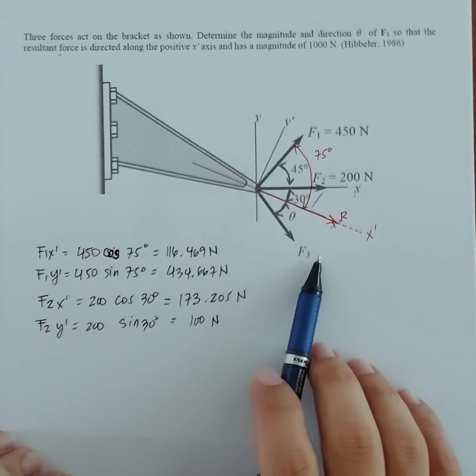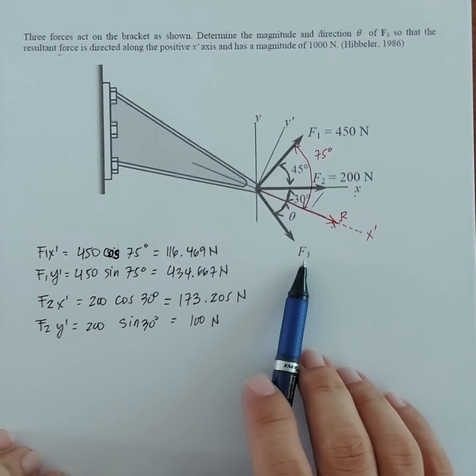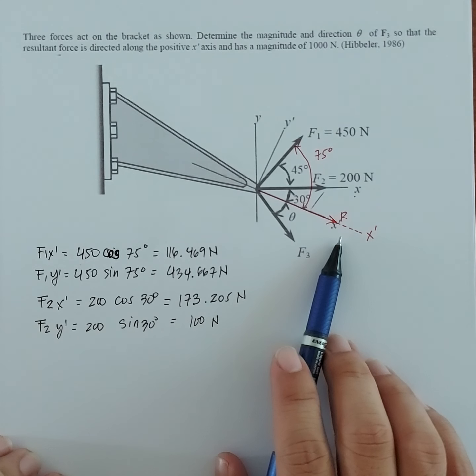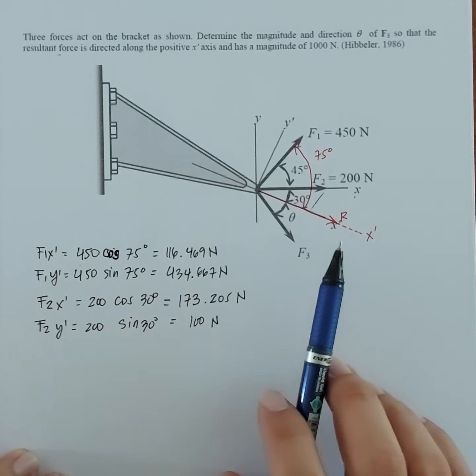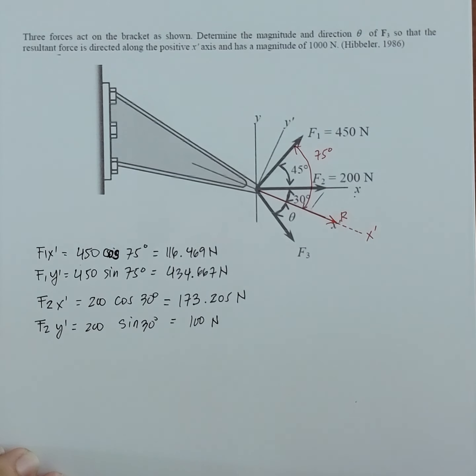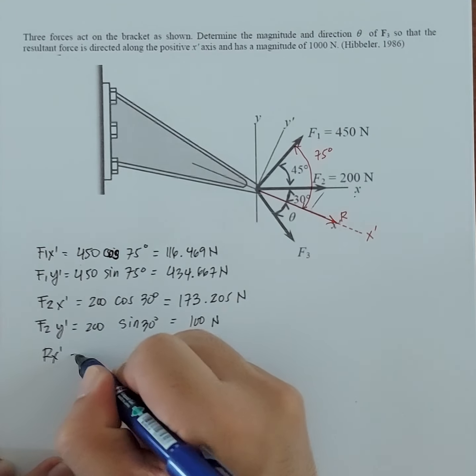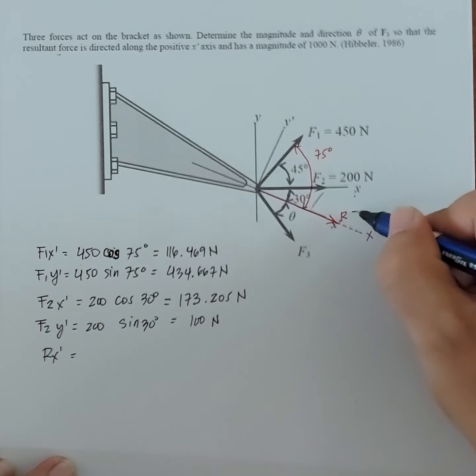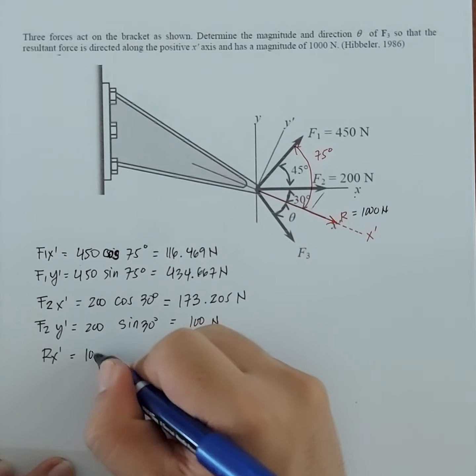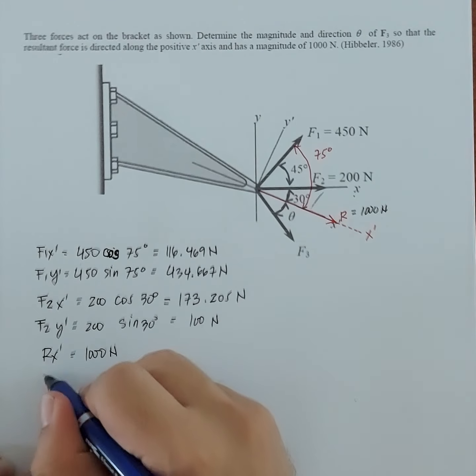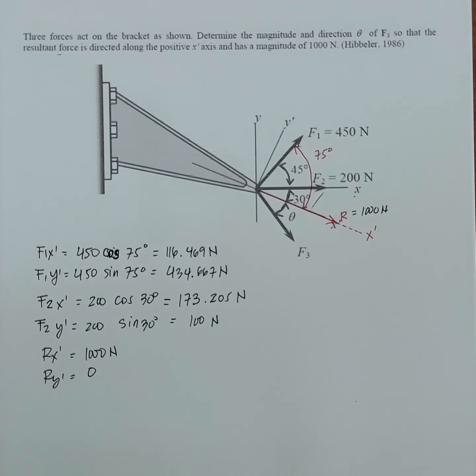And then, isolve din natin, so we are solving for F3, the value of F3, and then its angle. So how about the component of R, since given naman yung value ng R natin along X prime and Y prime axis. So since R is directed along X prime axis, then it has no Y prime component. So Rx prime is equal to, given, that's 1000 newtons. And Ry prime is definitely 0 since it's acting along the X prime axis.